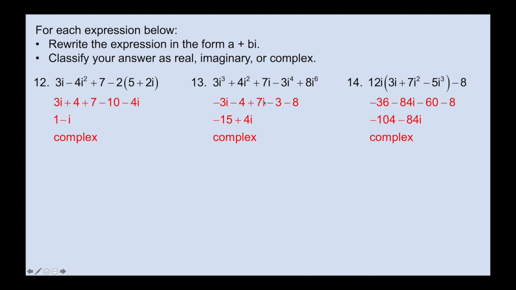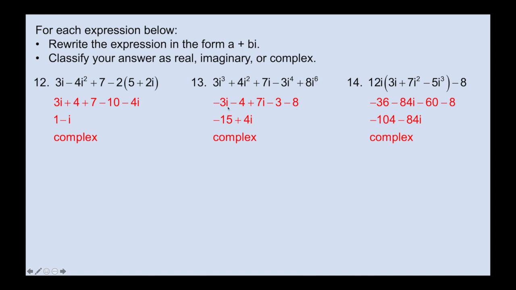7i stays 7i. And then here I've got negative 3 times i to the fourth, which will be a 1. So that's going to give me negative 3. And then this is going to be i to the 6th, which is the same thing as i to the fourth times i squared. The i to the fourth part cancels to become 1. The i squared part becomes a negative 1. So 8 times negative 1 gives us negative 8.